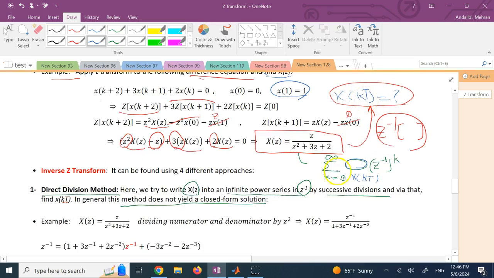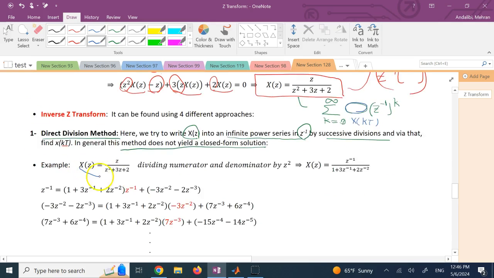Right? So if you can write that in this manner, then you can find this, but the problem is not always an easy thing. So let me show you. First thing is you have to write this in terms of z inverse. Remember, the goal is to write it in terms of z inverse. How would you do that? You divide both numerator and denominator by z squared, by the highest power that you have.